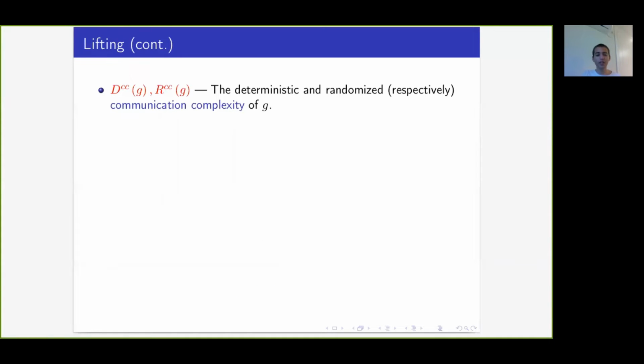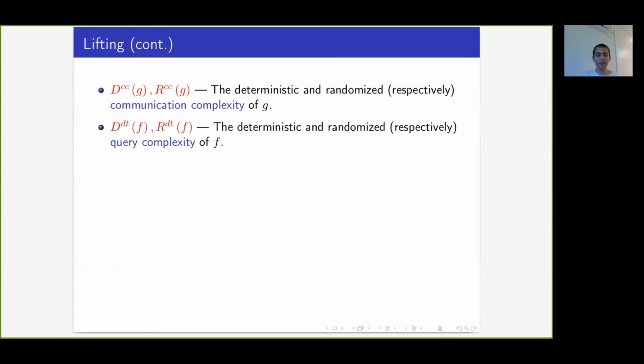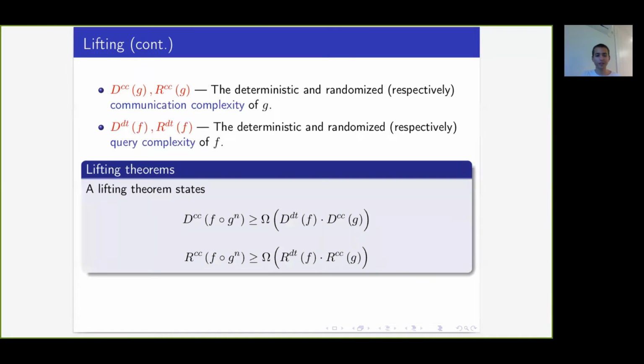Before stating what a lifting theorem is, we'll need the following notation. We denote by DCC and RCC the deterministic and randomized communication complexity. And similarly, we denote by DDT and RDT the deterministic and randomized query complexity. The claim of a lifting theorem is that the communication complexity of the lifted problem is at least the query complexity of f times the communication complexity of g.